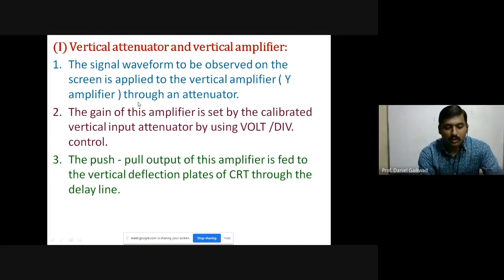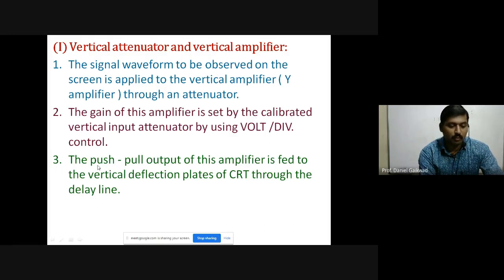So this will be through the amplifier as well as the attenuator. Attenuator is a circuit which reduces the strength, and amplifier increases the strength. Number two, the gain of this amplifier is set by the calibrated vertical input attenuator using the volt per division control. That knob is given here on the CRO, called volt per division. With the help of that, we can set the gain, how much: 10, 100, 150, 1000. That gain we can adjust with the help of volt per division.